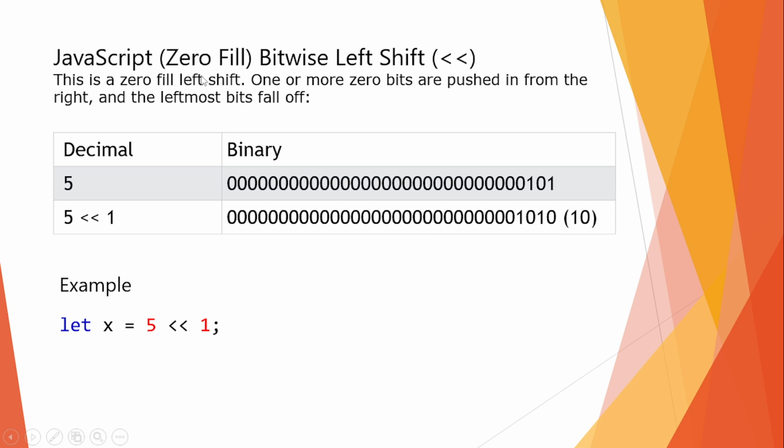JavaScript zero fill bitwise left shift. This is a zero fill left shift. One or more 0 bits are pushed in from the right and the leftmost bits fall off. The leftmost bit will fall off.